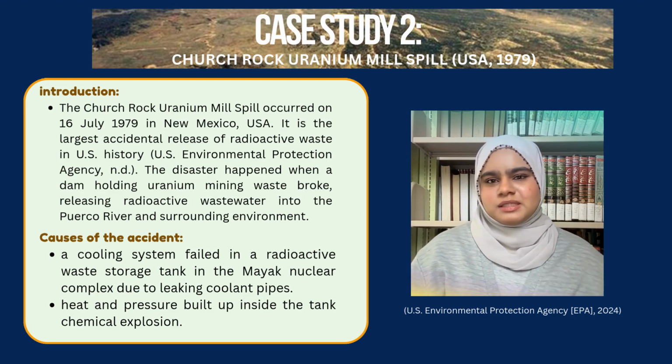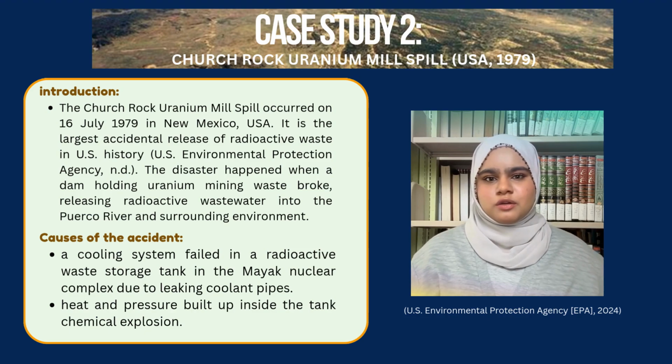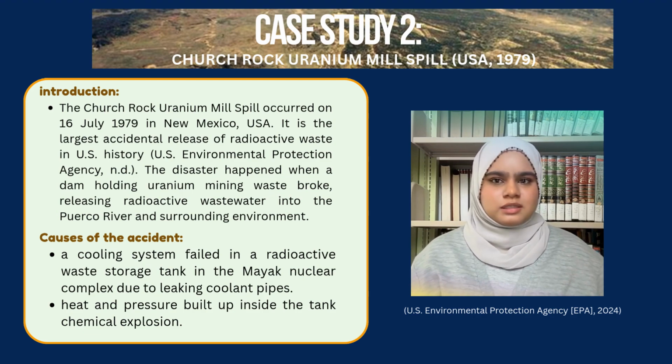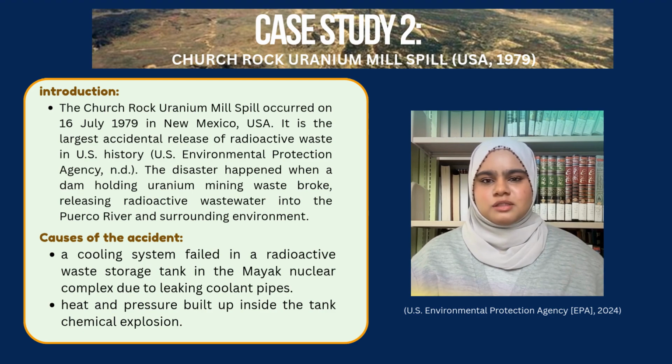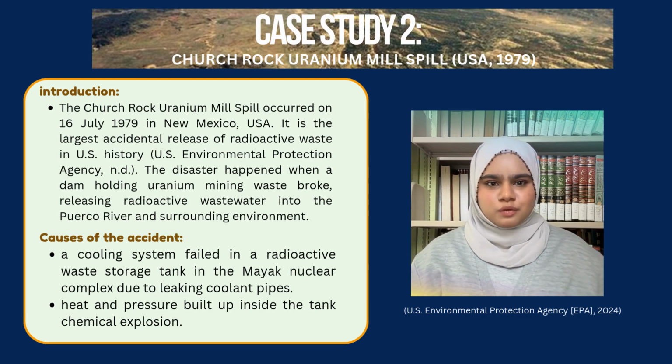So today I'm presenting a case study on the Church Rock uranium mill spill, one of the worst radioactive pollution accidents in US history. The accident happened on 16 July 1979 in New Mexico, USA. A dam used to store radioactive uranium mining waste broke, releasing millions of gallons of radioactive wastewater and a large amount of uranium waste into the Puerco River. This polluted the environment and affected nearby communities.